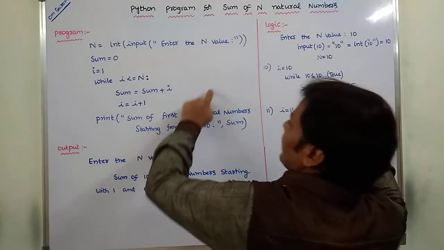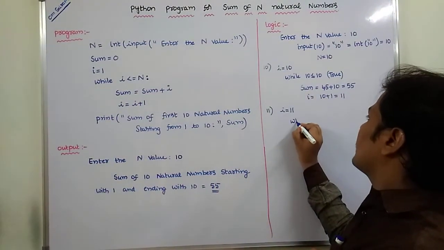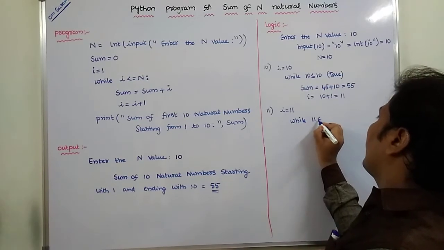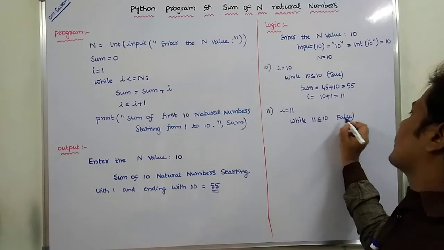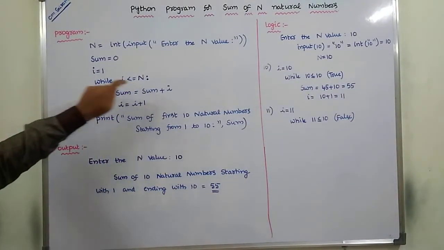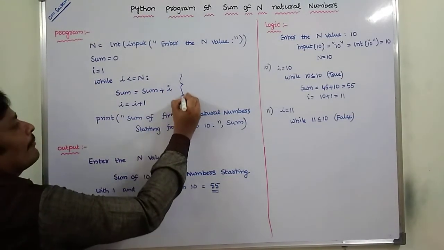Now again the control goes to the while loop. So now I value is equal to 11, while 11 is less than or equal to 10. The condition is false. If the condition is false, the control goes to the next statement after the while loop. So this is the body of the while loop.